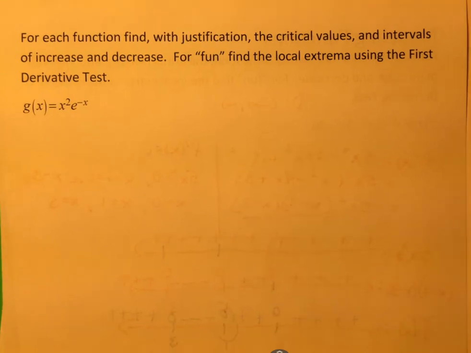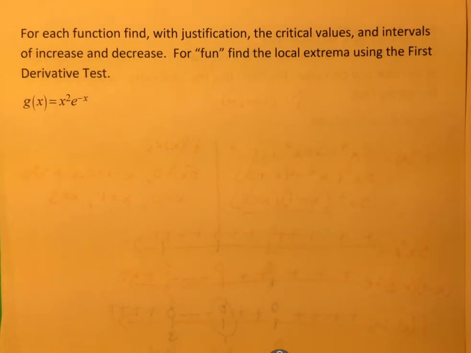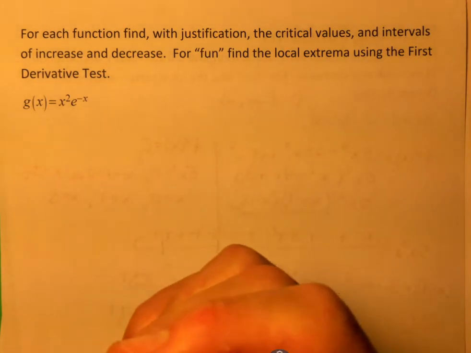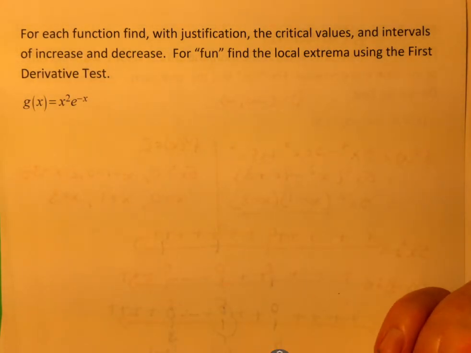Okay, now we're going to work another example problem. We're going to find where g of x is increasing and decreasing, and whether we have any relative extrema. This time I'm going to use relative extrema, since in the last example I used local extrema.